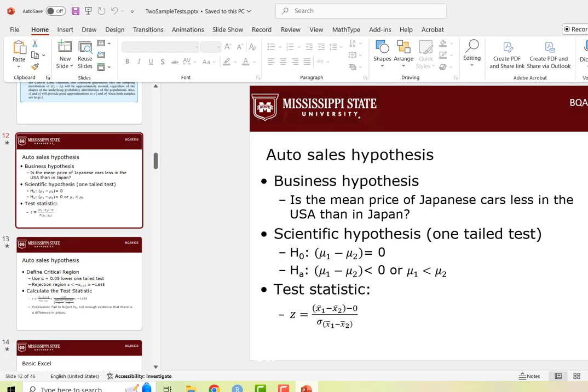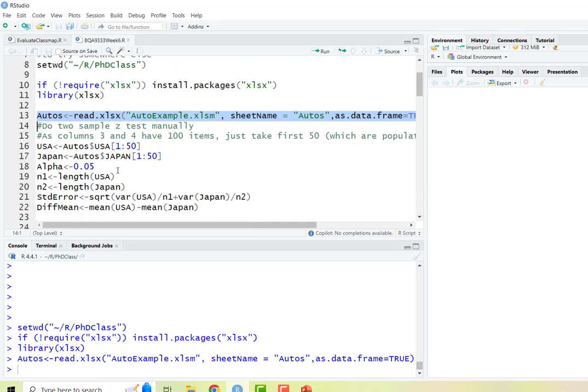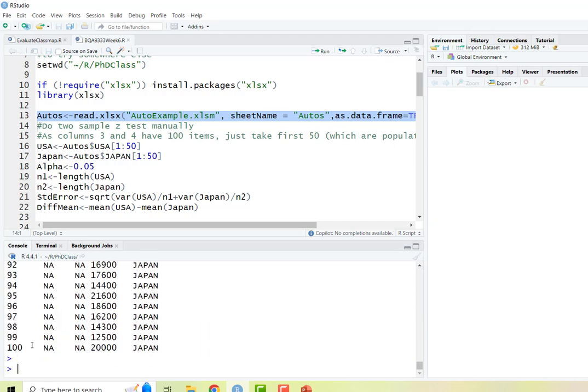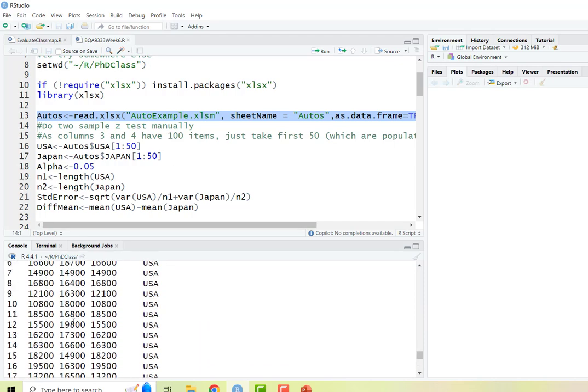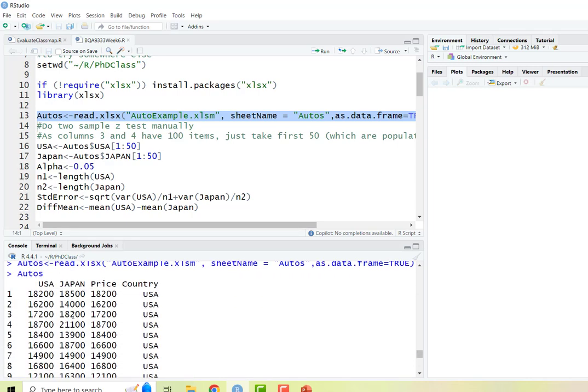Now, if we quickly look, this was the example we did with the Japanese cars in Japan and the Japanese cars in the US. Let's just have a look at what we get with our autos data. So we have basically the columns we want. Remember we had this in two different formats for SPSS. We're just going to get the US and the Japan.